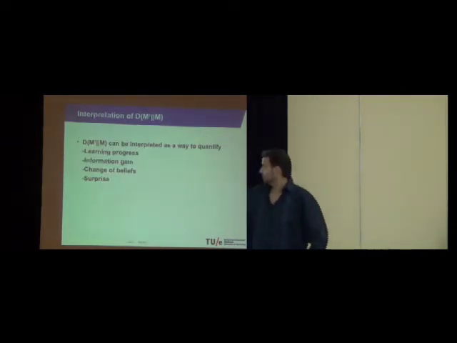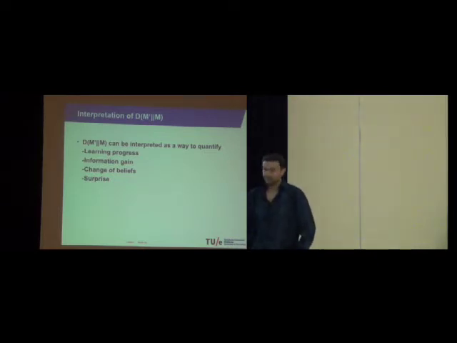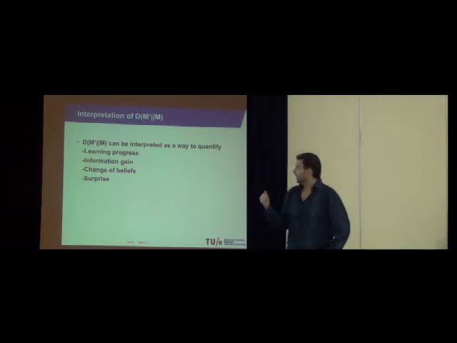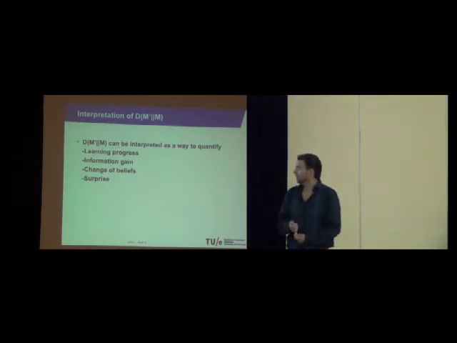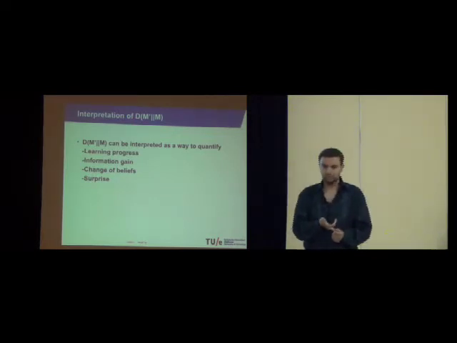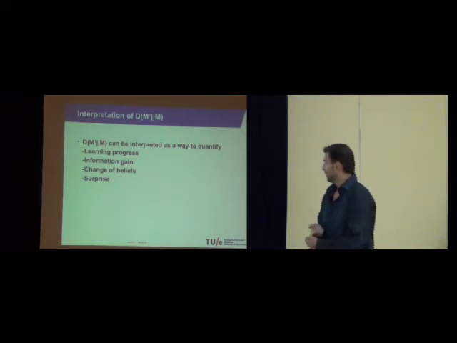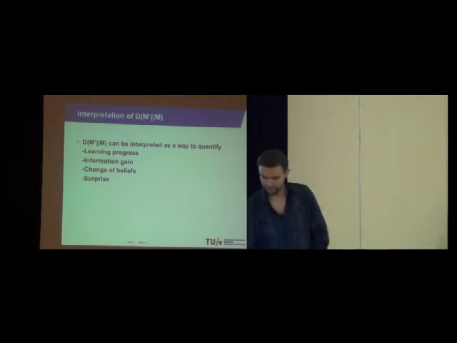But if we try to interpret this part, it's just the difference between the posterior and the prior. And it's very common actually, so you see it in a lot of things. So also the original principle of maximum entropy is based on that. And it can also be used for learning progress, information gain. You can interpret it as the change of beliefs, so it's the change between the posterior and the prior. And also, because it's a change of beliefs, it's a measure for surprise.